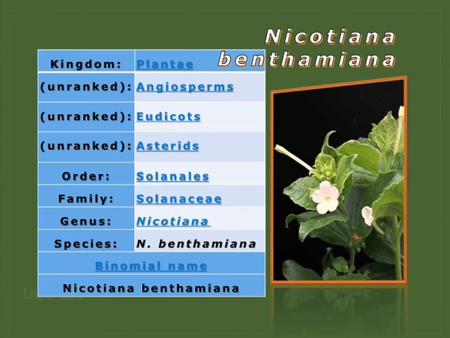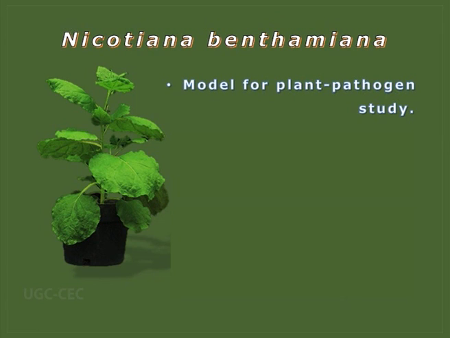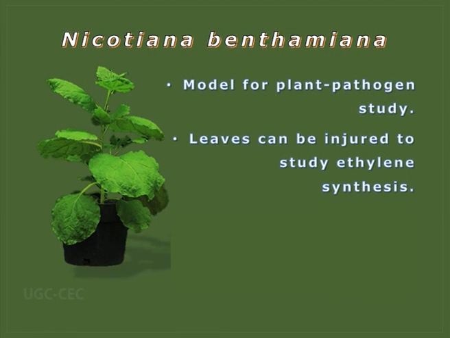Now we are coming to Nicotiana benthamiana. It belongs to the order Solanales and family Solanaceae, genus Nicotiana and species Nicotiana benthamiana. It is a model to understand plant pathogen study, and this is the most vital place wherein researchers are tremendously interested to understand plant pathogen interaction. Leaves can be injured easily to understand ethylene synthesis. Means any kind of stress leads to generation of ethylene. This type of study can be easily done using Nicotiana benthamiana.